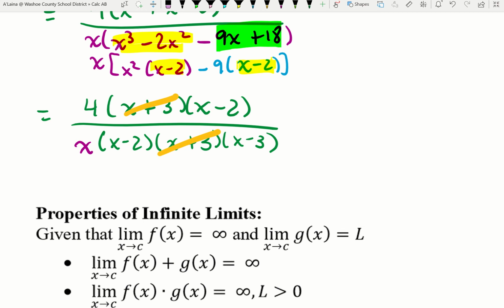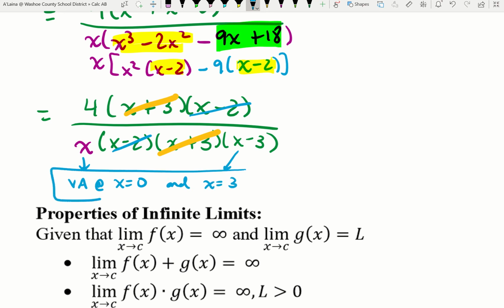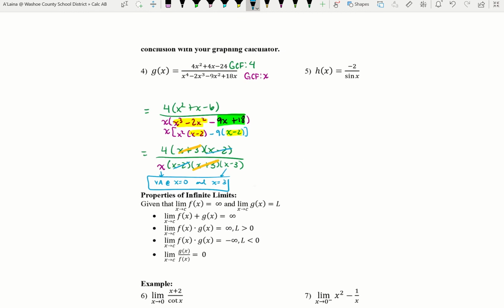It looks like we also have a repeated factor of x minus 2 on the numerator, and so I can go ahead and reject that. That is yet another hole in the graph. So the factors that remain each give us a vertical asymptote. This one has a vertical asymptote at x equals 0, and this one has a vertical asymptote at x equals 3. Please notice that these are equations because vertical asymptotes are lines.